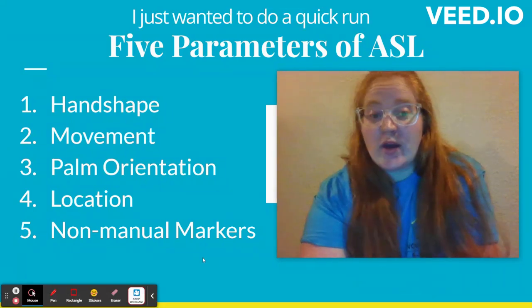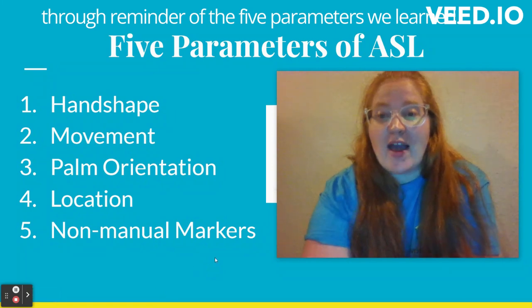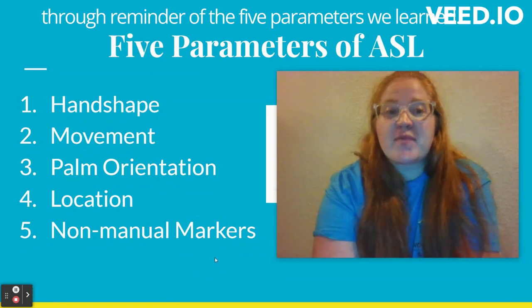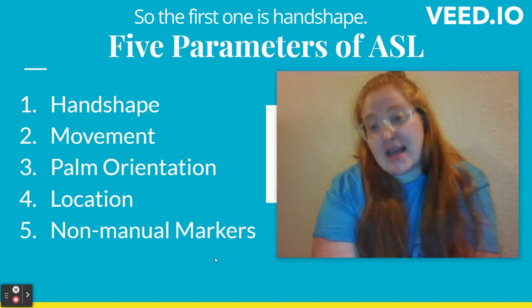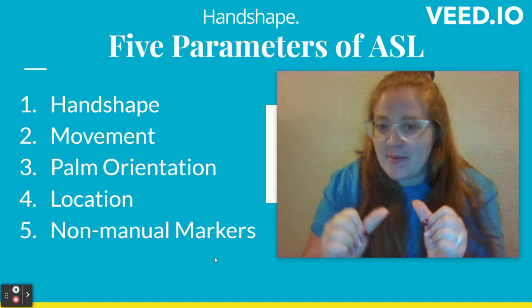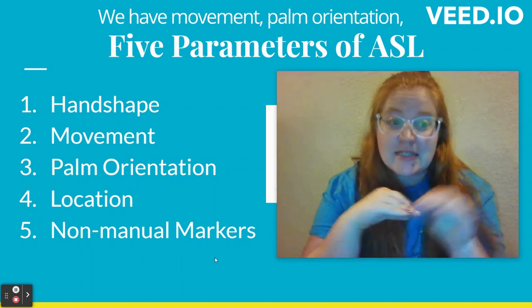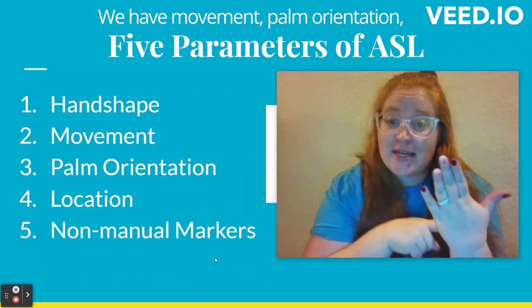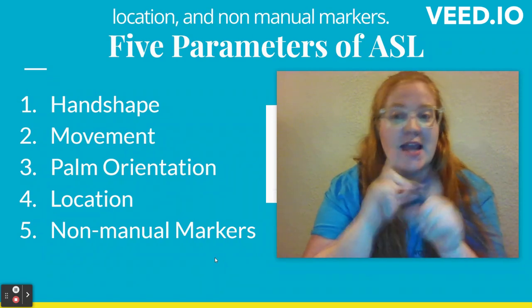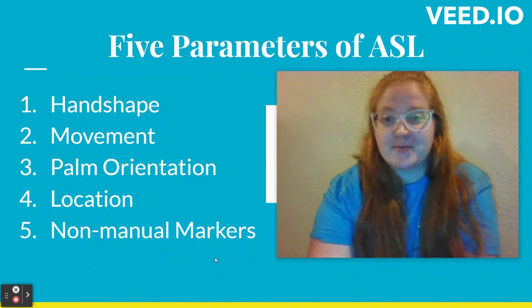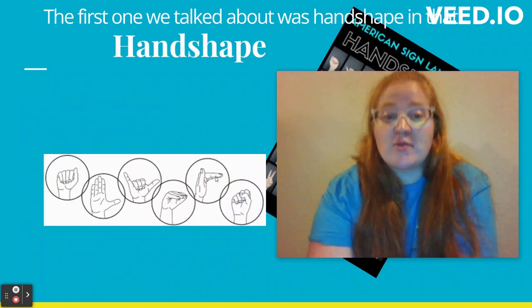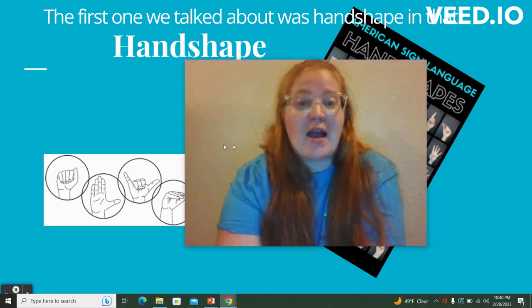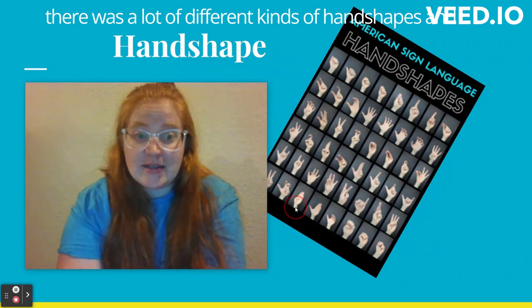I just wanted to do a quick run-through reminder of the 5 parameters we learned. So the first one is hand shape. We have movement, palm orientation, location, and non-manual markers. So the first one we talked about was hand shape, in that there were a lot of different kinds of hand shapes.